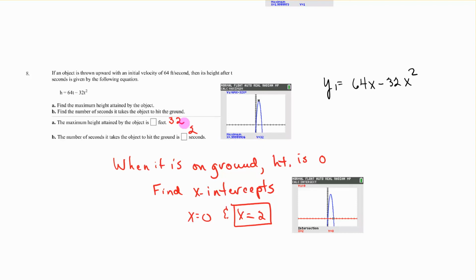Says the number of seconds it takes the object to hit the ground. When it's on the ground, the height is 0. So you find the x-intercepts. It's on the ground here, and it's on the ground here. Well, we don't need the 0. We're talking about the number of seconds to hit the ground. So it starts out on the ground, goes up, and then comes down. So that x value is 2. That x-intercept is 2.